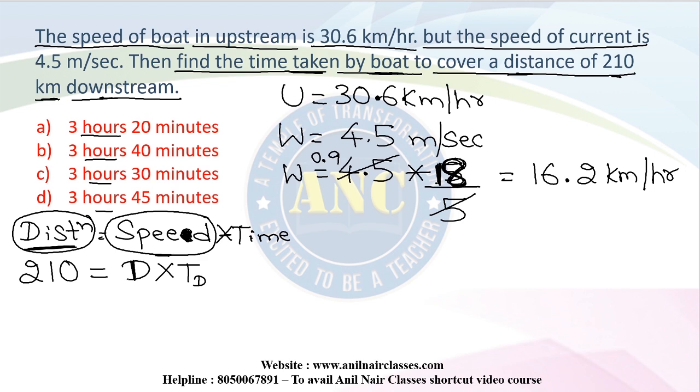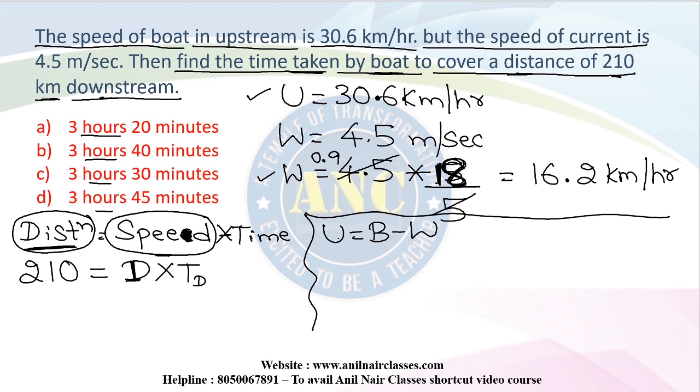Now see here, I don't know what is the downstream speed. Now can I say that I know upstream speed value and I also know the value of W? So using this, can I say that upstream speed is nothing but B minus W? Upstream speed is 30.6. B value I don't know, minus W value is 16.2. So B value will be 30.6 plus 16.2. It will be 46.8 kilometers per hour.